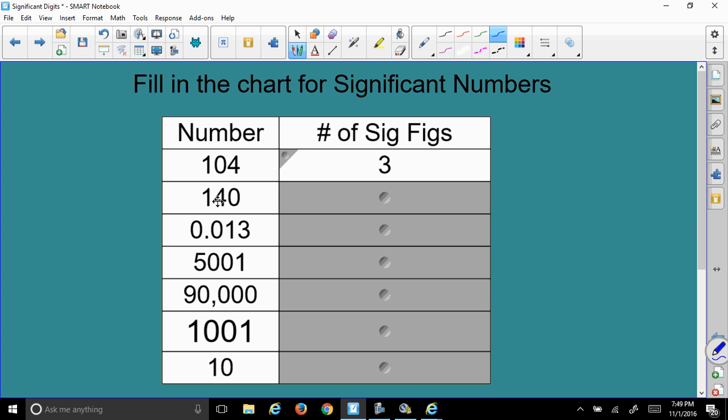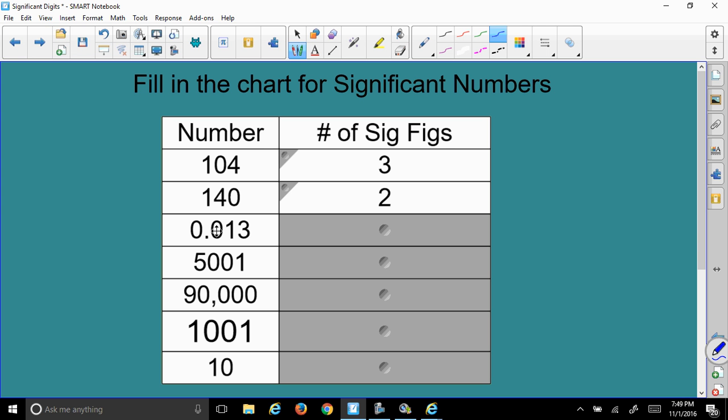Now this one, 140. Now there is no decimal point, so I'm not going to count this 0. So I know it looks like there should be three numbers here, but we can't count the 0 because there is no decimal point, because it's not a decimal fraction, it's an integer. So we cannot use this one. So it's just the 1 and the 4. Those are the only two numbers that are significant.